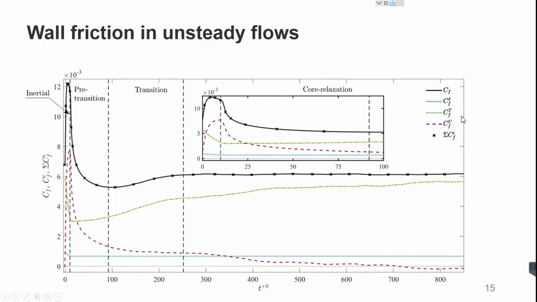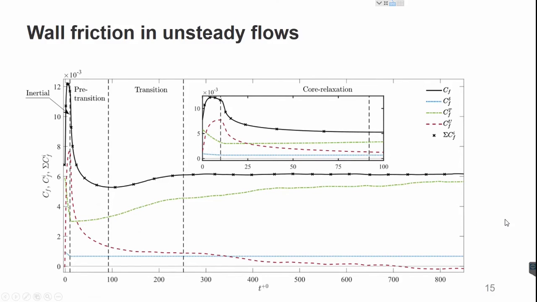Now, the turbulent term, or the turbulent contribution, decays very quickly during the inertial stage. And during the pre-transitional stage, it remains nearly unchanged. However, it has a positive slope, so there's a slight increase in the turbulent contribution. But the most important increase in turbulence is during the transitional stage. It grows a lot here. And finally, during the core relaxation stage, we have a very slow and progressive propagation of turbulence from the wall to the core.